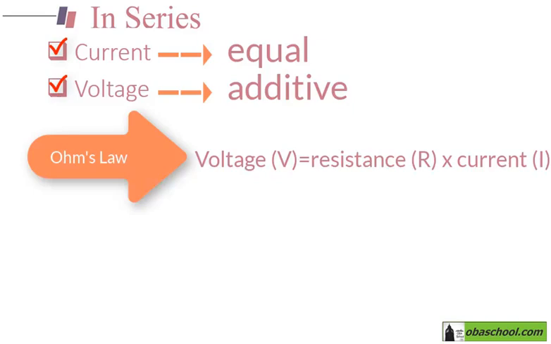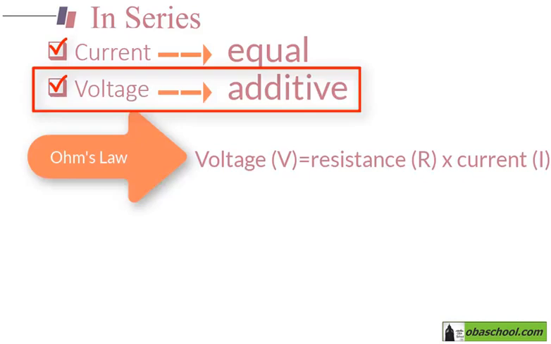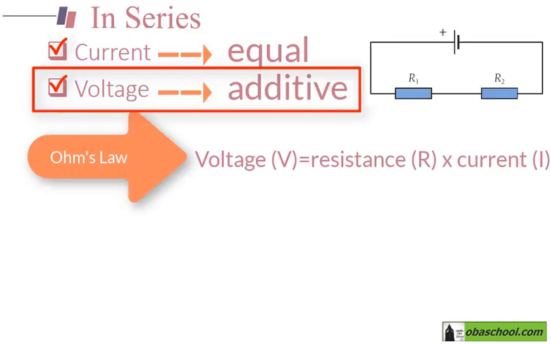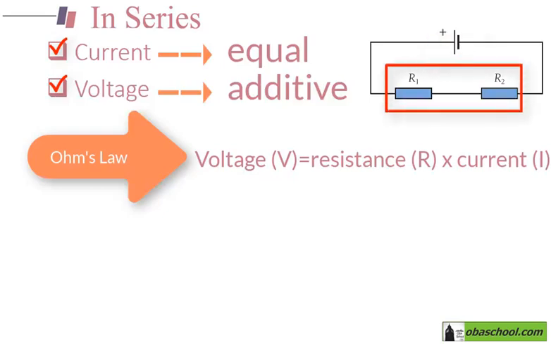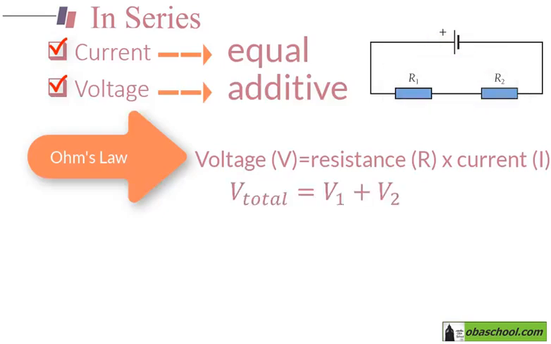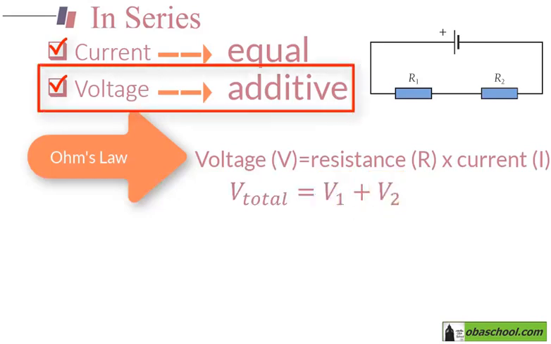And based on the information that in a series connection the voltages are additive, and assuming that we have a circuit with a battery connected to two resistors in series, then the potential difference of the battery, represented by its voltage, we're going to name it V total, is equal to the voltage across the first resistor added to the voltage across the second resistor. This is because the voltage is additive in a series connection.